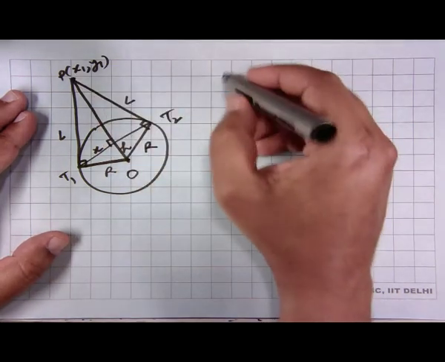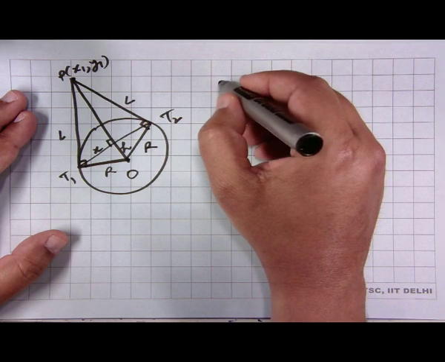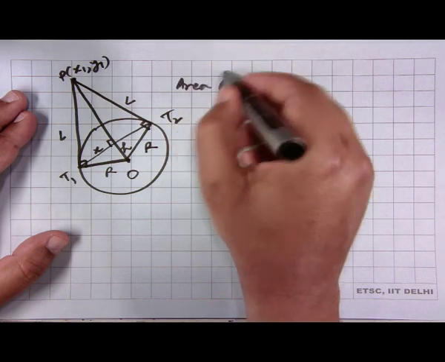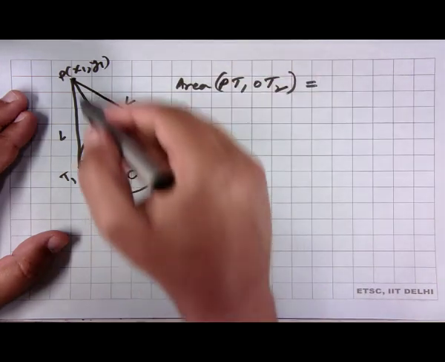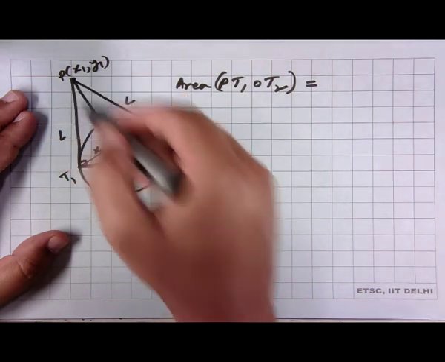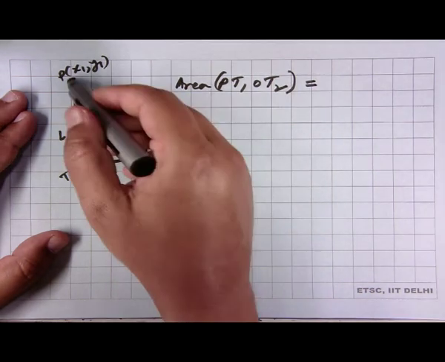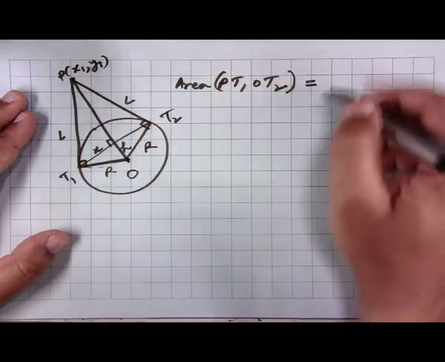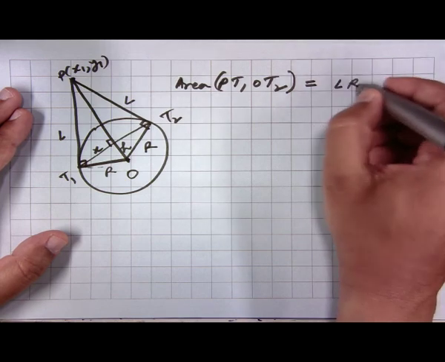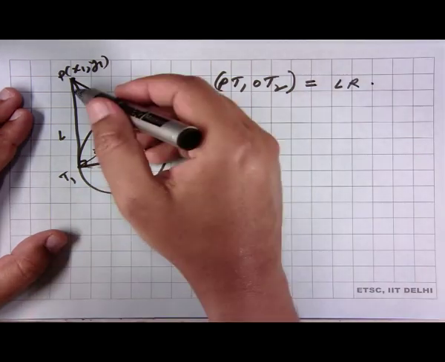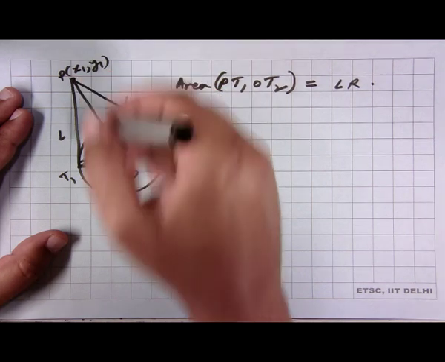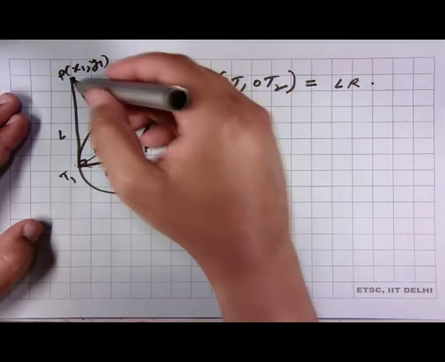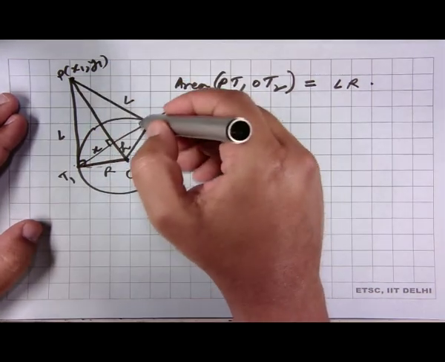the total area of the quadrilateral PT1OT2 is a sum of the areas of these two. So this triangle area plus area of this triangle will come out to be L into r, because the area of PT1O is half into L into r, and the area of PT2O is the same.